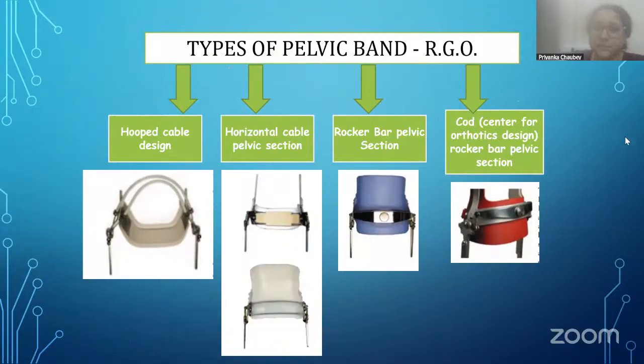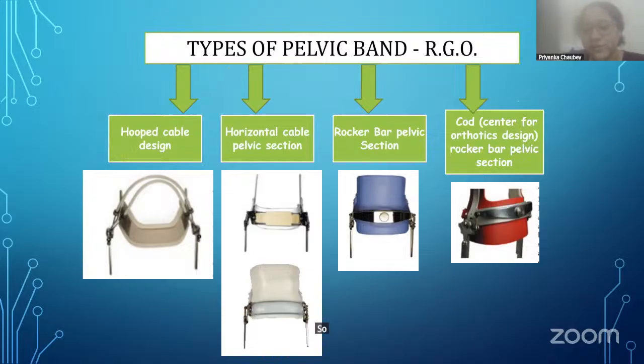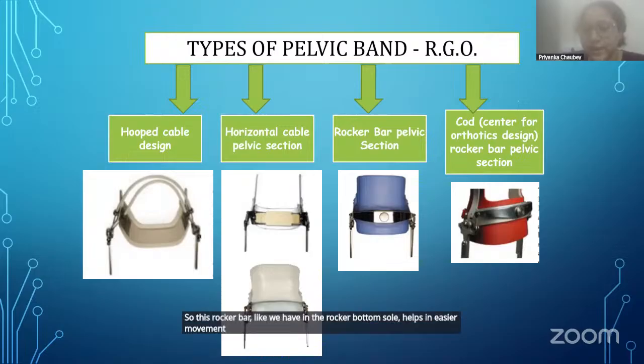One of the main components, without going into all the components, is the pelvic band, which is very different. There are many kinds. The initial design had a hooked cable design, then came a vertical cable design, then a rocker bar came, and then finally a Center for Orthotics design with a rocker bar pelvic section. This rocker bar, like we have in the rocker bottom sole, helps in easier movement and translation movement.